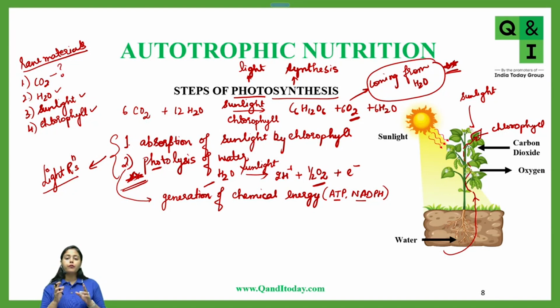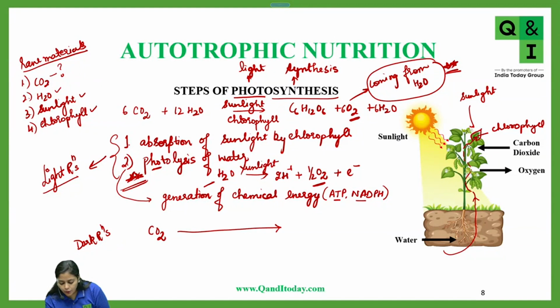Photosynthesis has light reactions occurring in the light, whereas photosynthesis has also another set of reactions which are called dark reactions. Initially light reactions occur and then after light reactions, dark reactions will take place. During these dark reactions, the carbon dioxide gets converted into carbohydrates, by which I mean glucose.